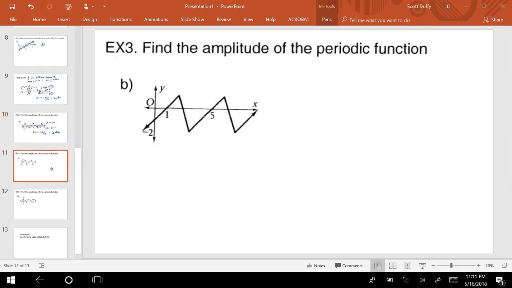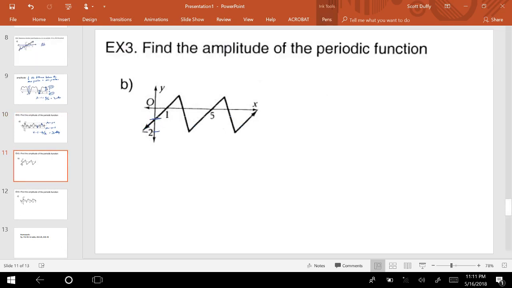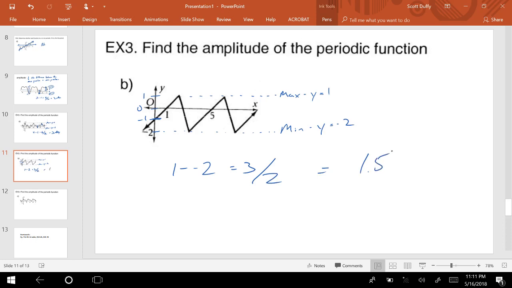Find the amplitude of this. Okay, so if this is where -2 is, this would probably be -1, 0, probably 1. What we see is that the max is at y equals 1. The minimum is at y equals -2. The distance between y equals 1 and y equals -2 is 1 minus -2, which equals 3. Half that is equal to 1.5.